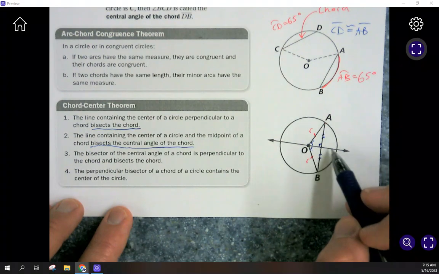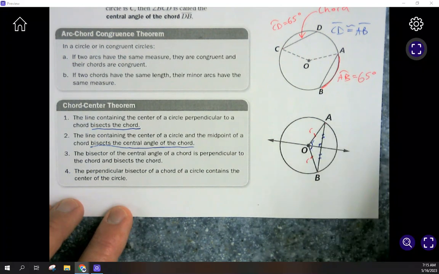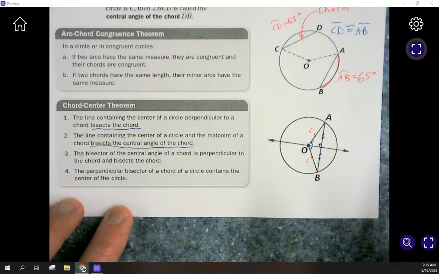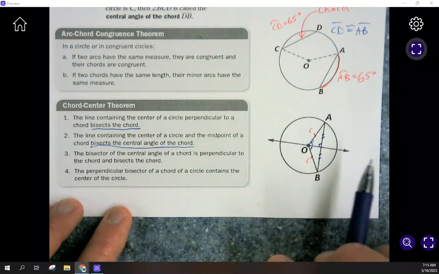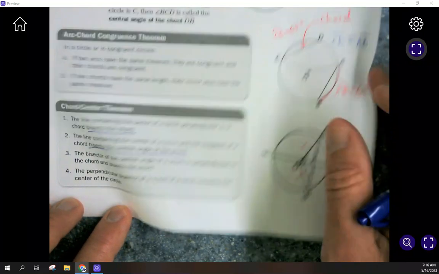If you were ever judging, does that line actually go through the center of the circle? Well, if it's hitting a chord at 90 degrees and splitting it, then you do know that it goes through the center. All right, so a lot of that gets really wordy and thrown at you at once, and it seems like a lot, but that's really just hitting all the things we already know about an isosceles triangle. So as we work through this, it will just make sense based on our previous knowledge.